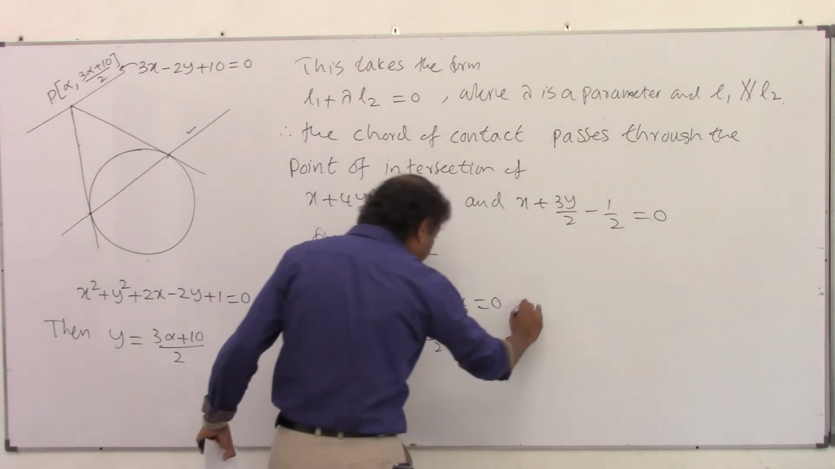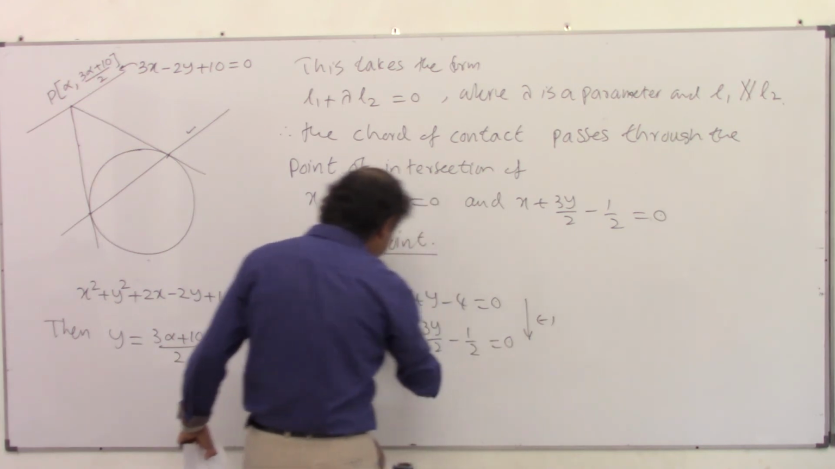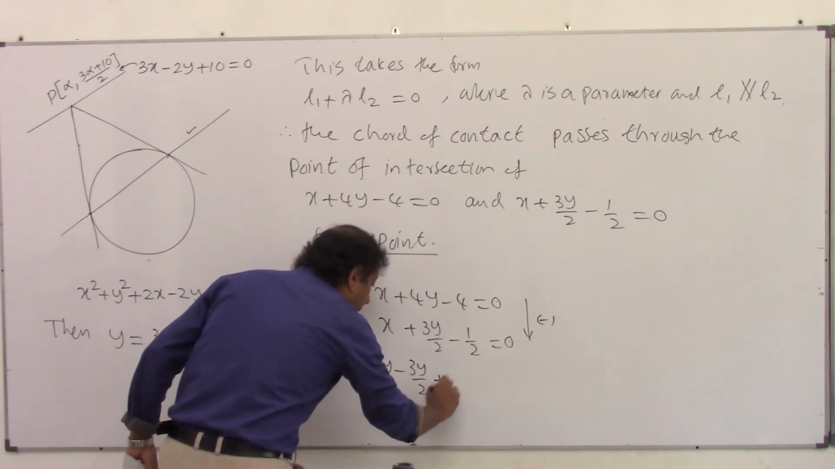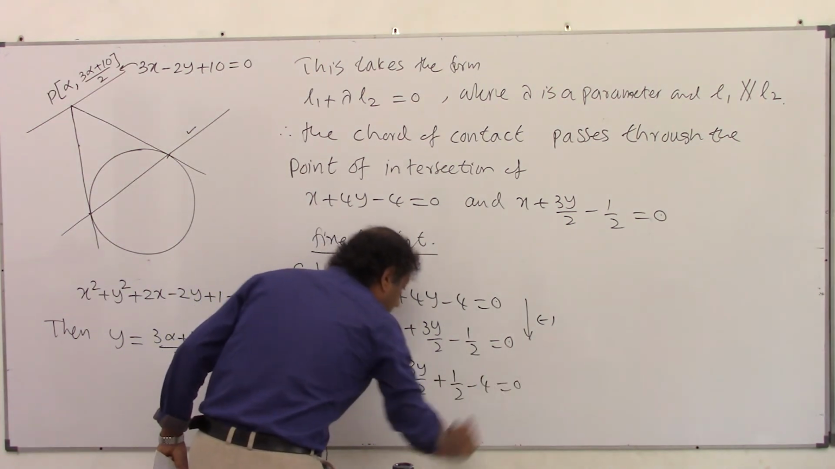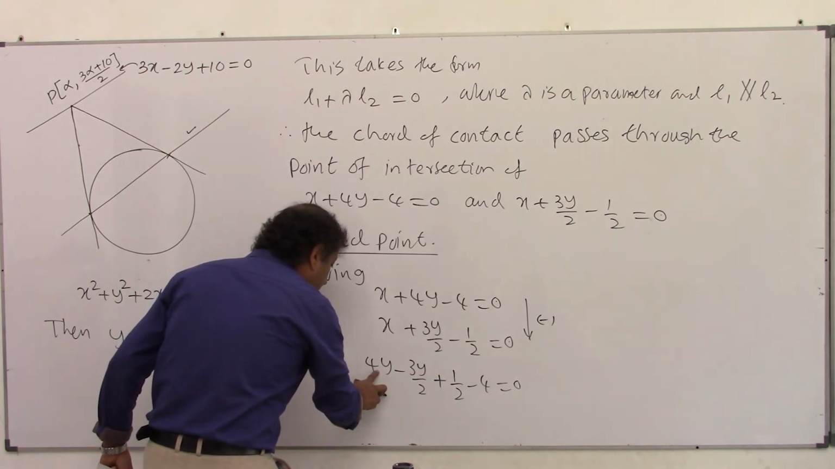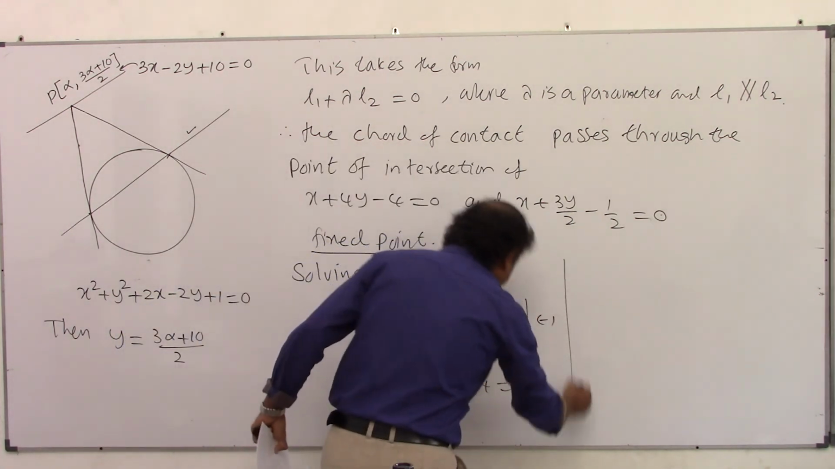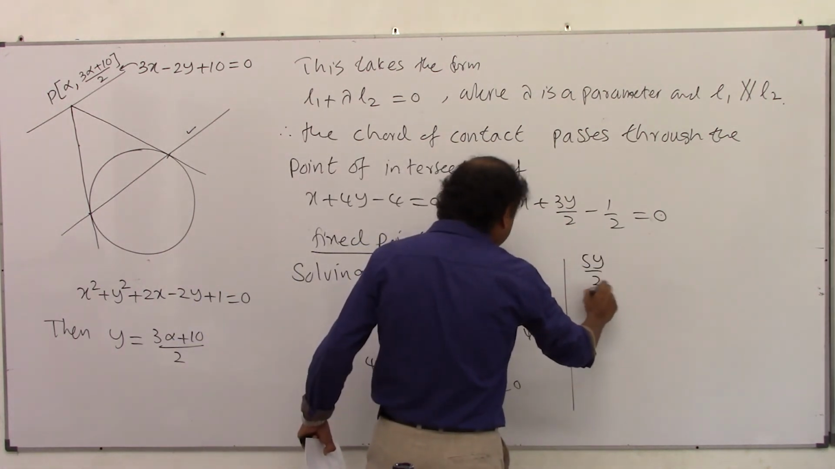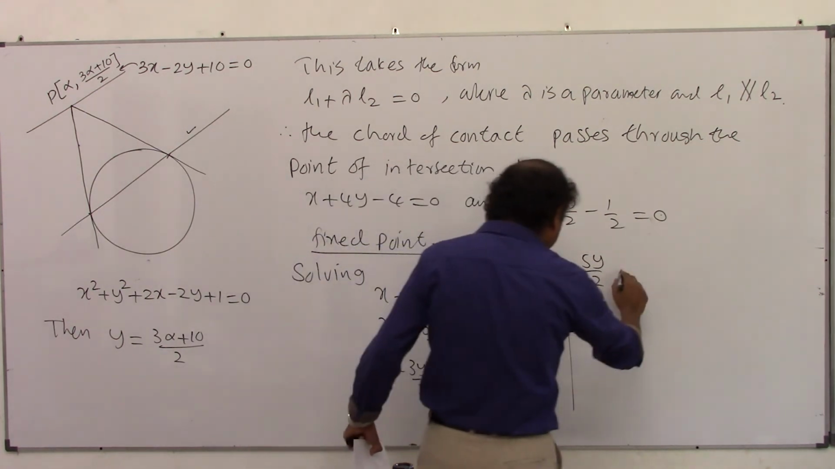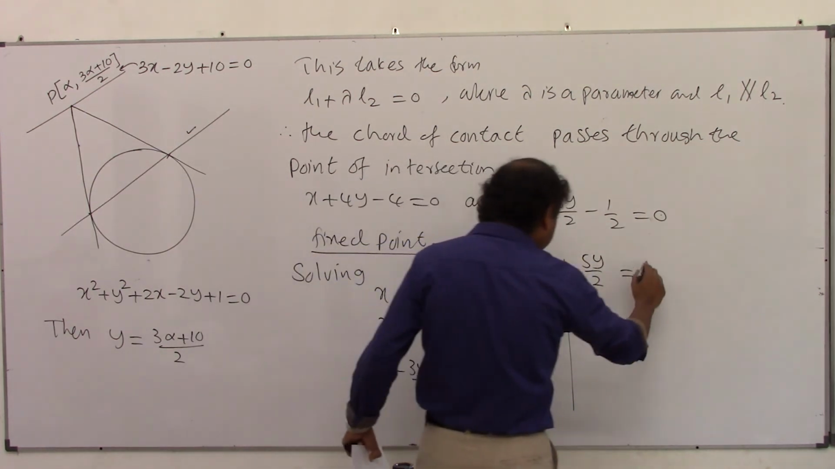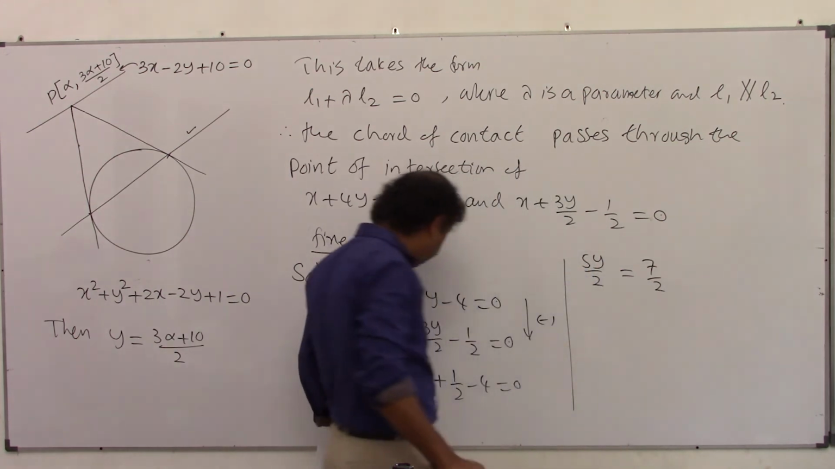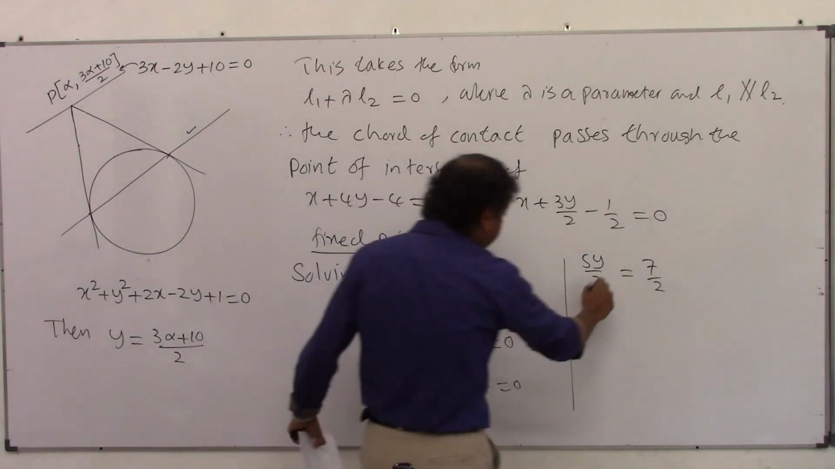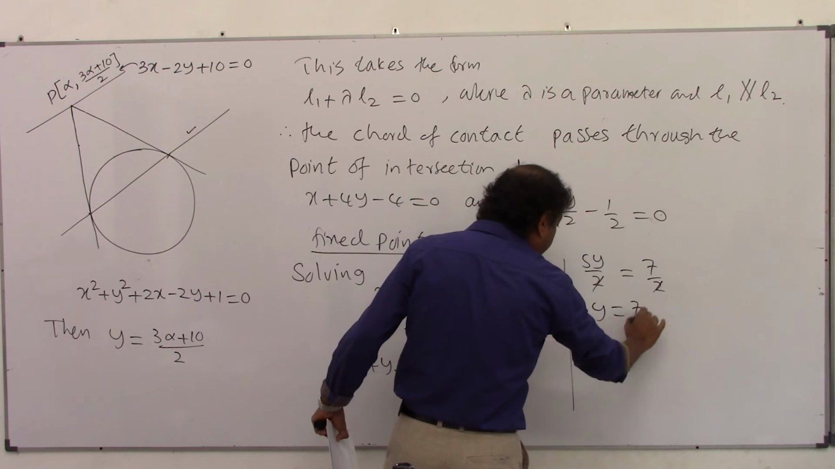By taking the difference, what do we get here? x and x get cancelled. 4y minus 3y by 2 plus half minus 4 equals 0. Then we get 8y minus 3y, which is 5y by 2, and on the right hand side we get 7 by 2. Then y comes as 7 by 5.